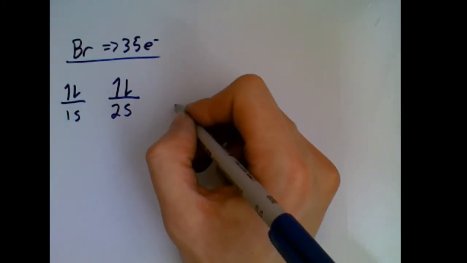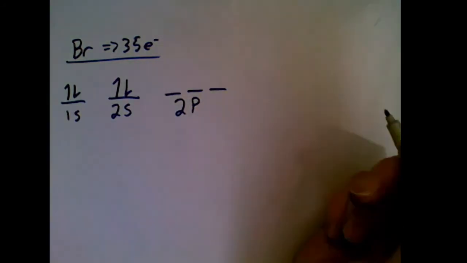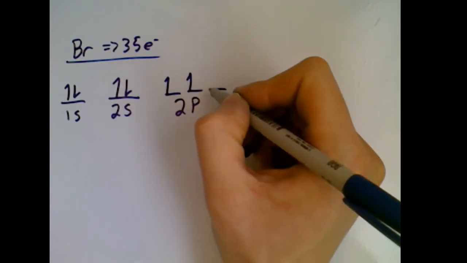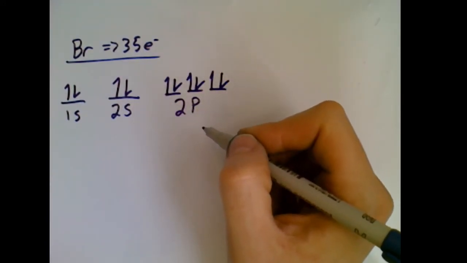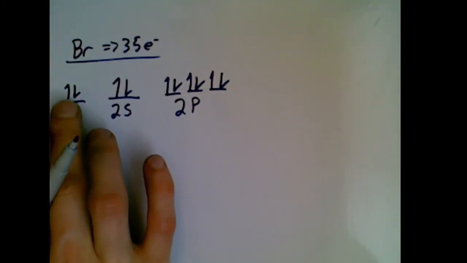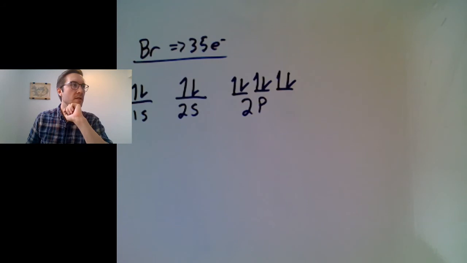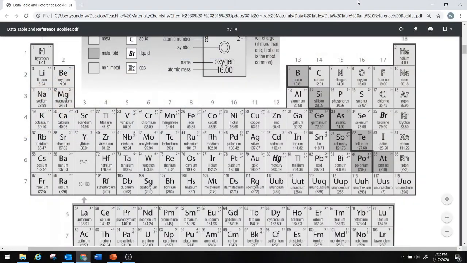After 2s comes 2p. P's hold 3 shapes per energy level, and there are 6 electrons maximum in that p shape. I want to jump back to the periodic table for a second. You notice 1s, 2 electrons, and if we take a look at that periodic table, the first row has 2 elements, both with electrons in the s orbital.